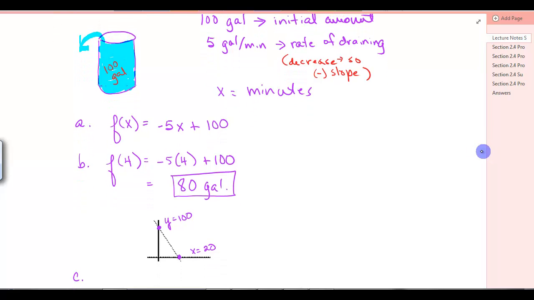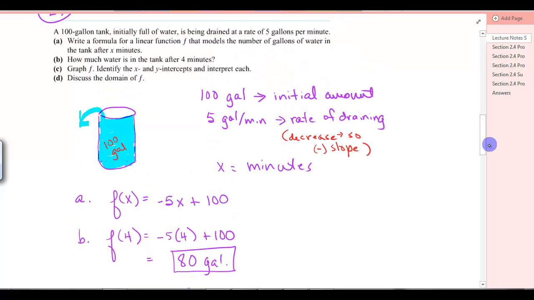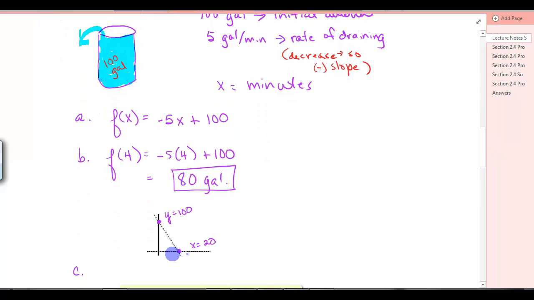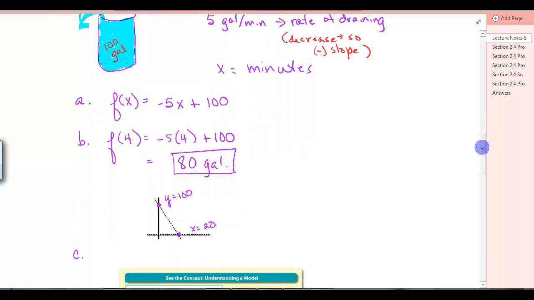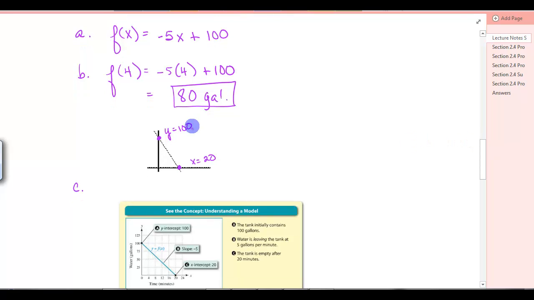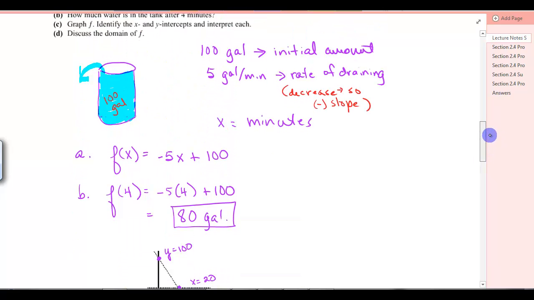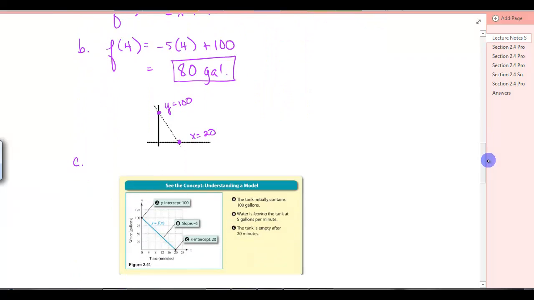And so we're graphing, and you could do that in your calculator, which is what I used here, and I put in negative 5x plus 100. Now to see that, you're going to have to definitely change your y max up to at least 100 or maybe 120 so that you can see it. And it says identify the x and y intercepts, which you can do with your calculator. And so the y-intercept right there is 100 and the x-intercept is 20. And C part says graph f, we did that, discuss the domain.